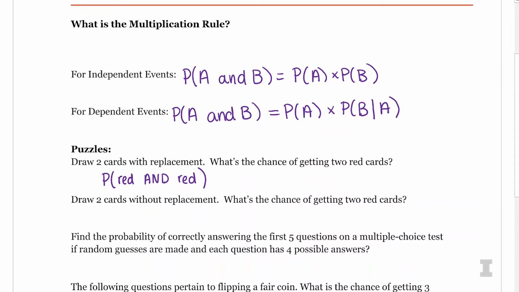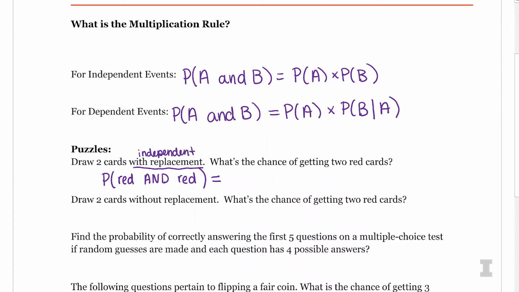And Wade, what do you think if we're drawing with replacement? Are these independent or dependent events? If I'm replacing it and bringing back the deck to 52 cards after I remove one, it's the same deck again. So they're going to be completely independent. Exactly. So here I'm actually looking at independent events because of this with replacement.